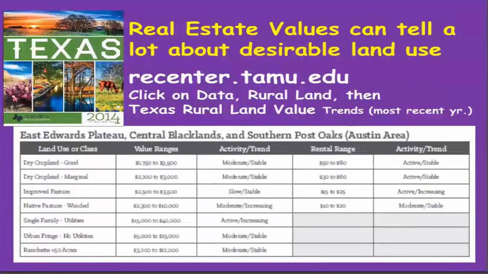If you go to the Real Estate Center, you'll see their page. You click on data, and it's a pull down menu. When you click on data, it'll say rural land is one of those options. That publication is called Texas Rural Land Value Trends, and they do it by year. You obviously pick up the most recent year. The publication will come up, and it includes all the regions of the state, and you can go down and find the region and the cluster of counties that you're most interested in.